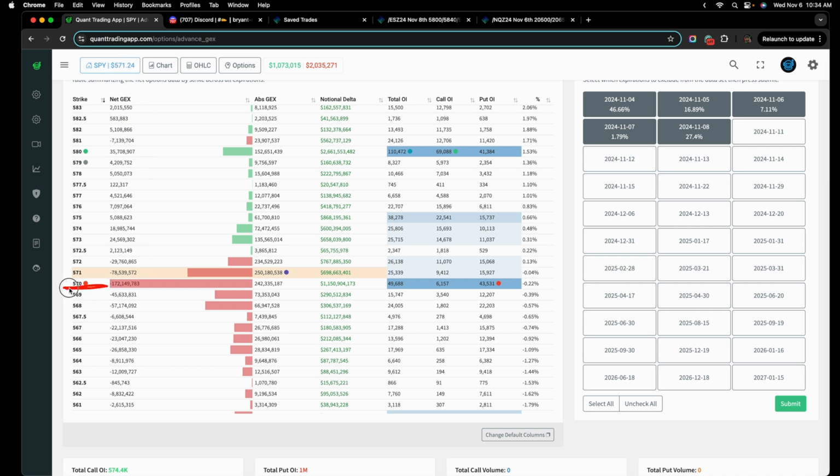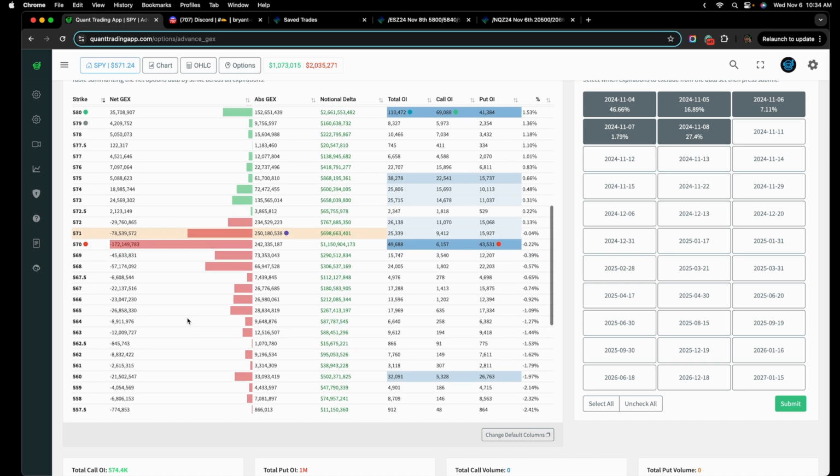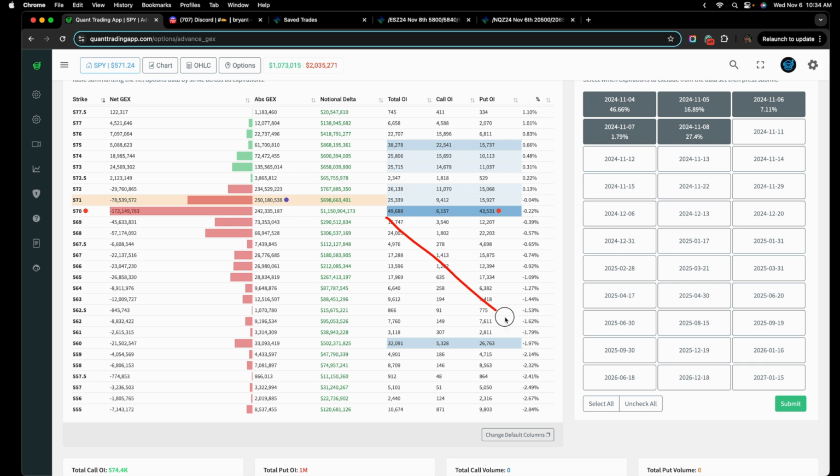And we see right here this massive gamma strike of 570. This is interpreted to me as a strong support level for the week. If this level is to break, then where will it go next? The first thing I noticed is that there was not really that much open interest below it.